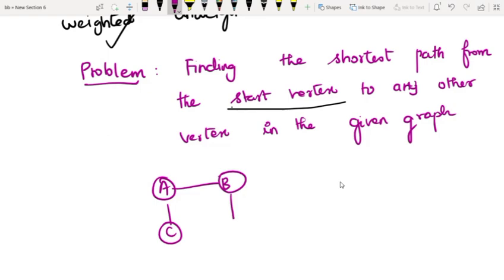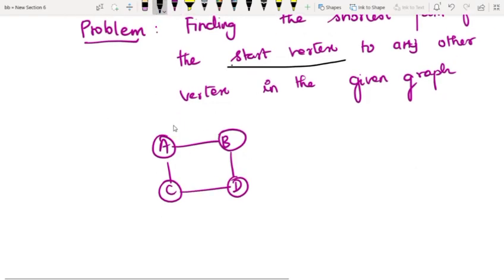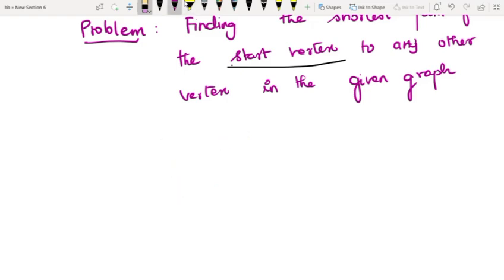For example, this is a simple graph, and you can assume either A as your starting vertex or B or C or D. So you have to take a starting vertex, guys. Say for example, I am assuming A as my starting vertex. From that starting vertex, what is the minimum distance to reach each and every vertex? To visit each and every vertex, not nodes, I'm sorry, vertex, right?